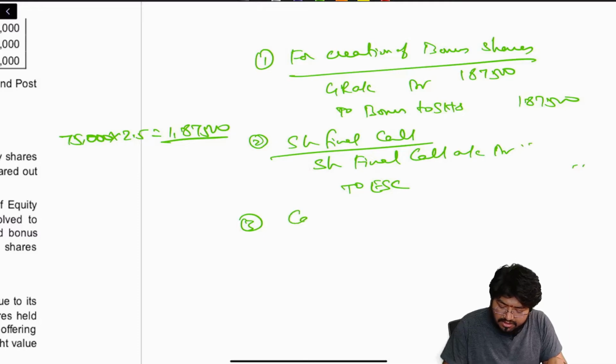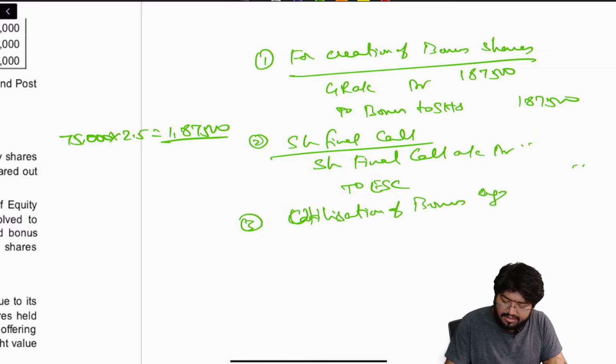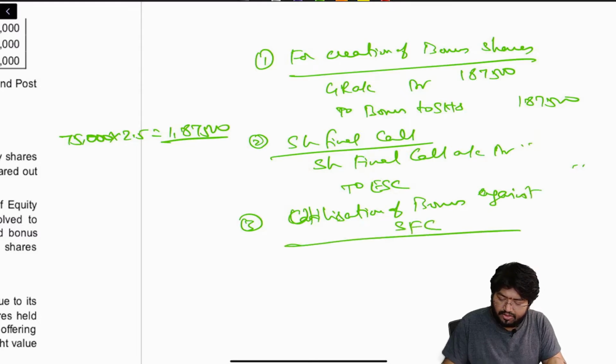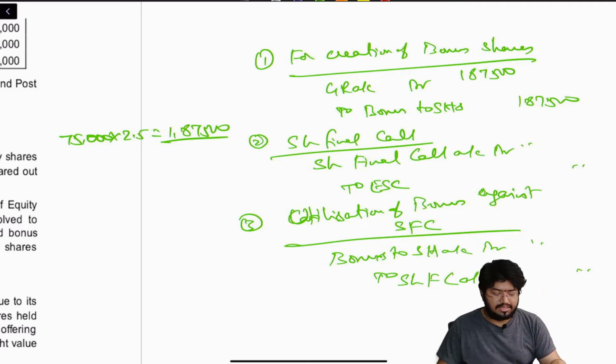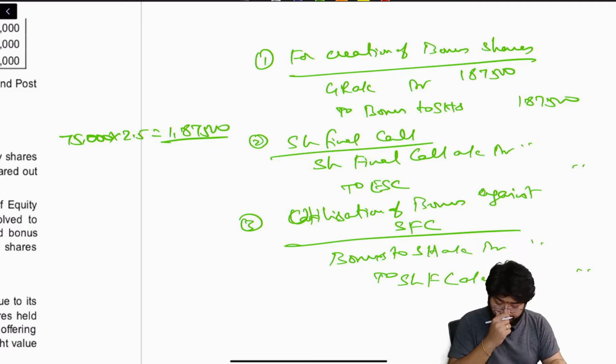Next, this share final call should be knocked off with that bonus now. Utilization of bonus against share final call. So it's going to be bonus to shareholders account debit to share final call, same amounts. Is that clear? Yes, sir. Next.